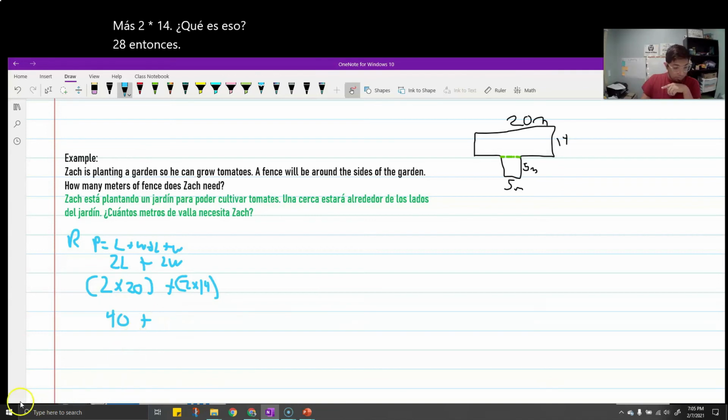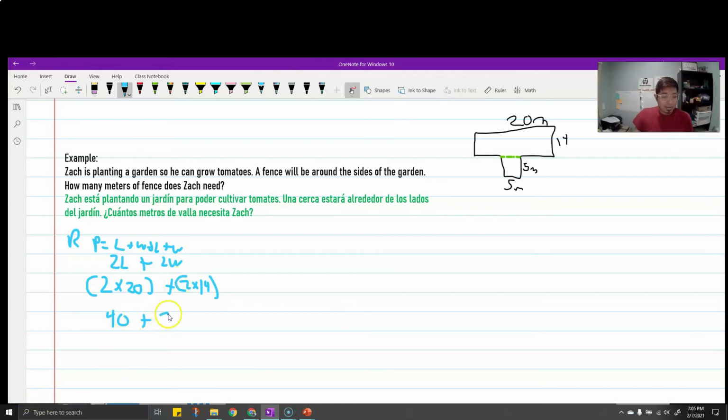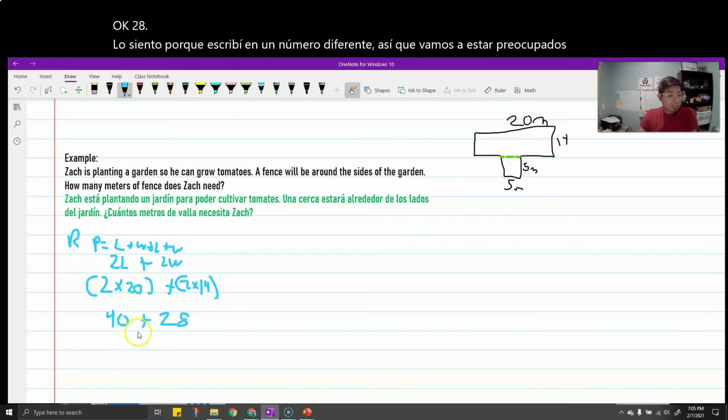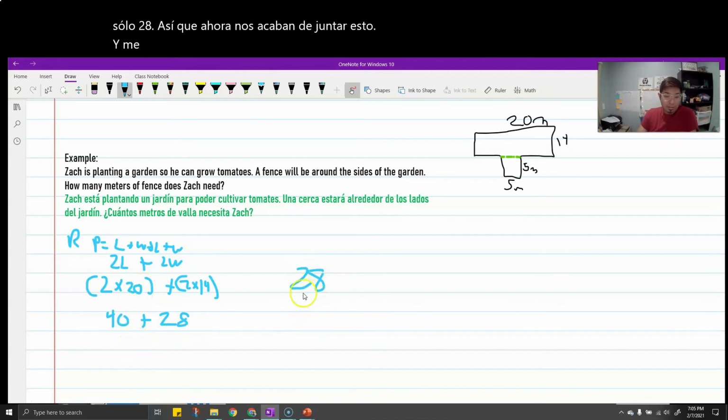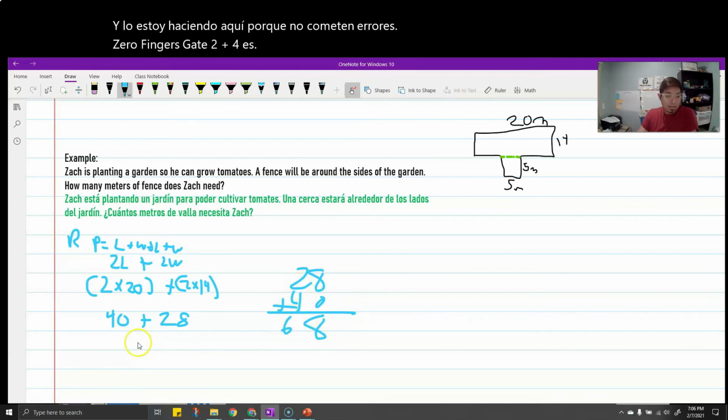Oh, give me one second. Okay, 28. Sorry, it's because I wrote down different numbers, so we're going to be worried about this one only. 28. So now I just have to add this up together. And I'm going to do it over here, because I don't want to make mistakes. 0 plus 8 is 8. 2 plus 4 is 6. So together, my perimeter of the rectangle is 68.